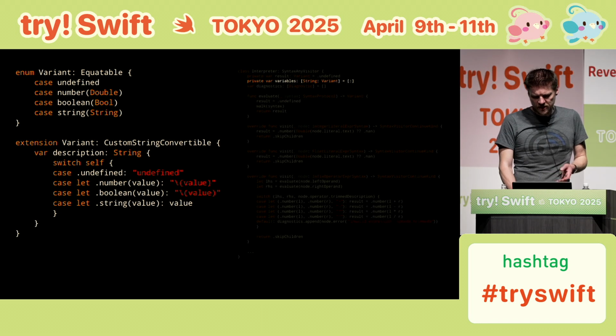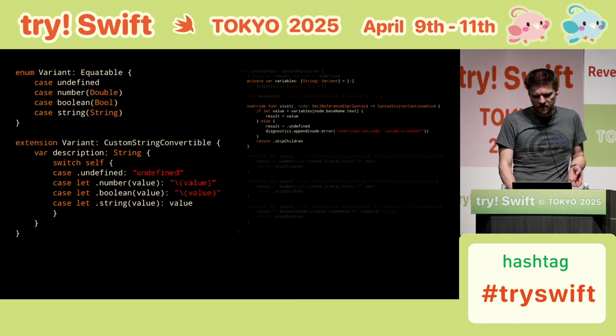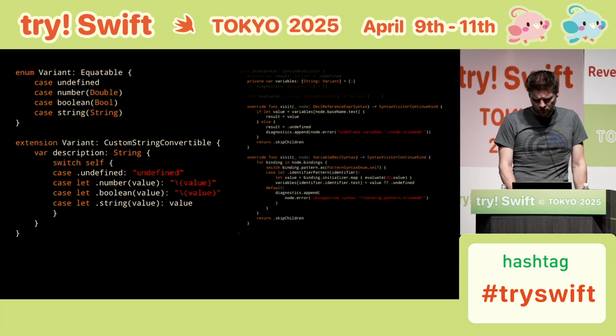We'll also add a dictionary property to store the named variables. And then we need a visit function for DeclReferenceExprSyntax. That's a reference to previously declared identifiers, such as function types or variables. And we need a visit for VariableDeclSyntax as well, which is the syntax for declaring variables.